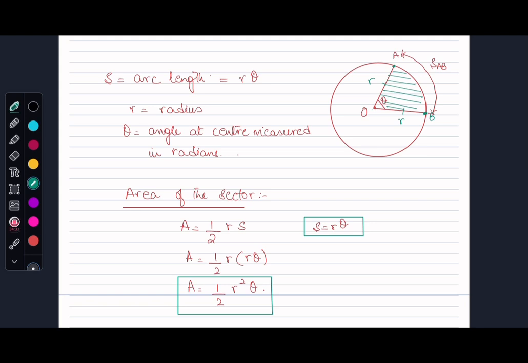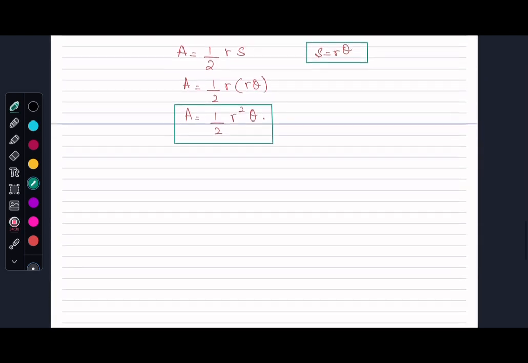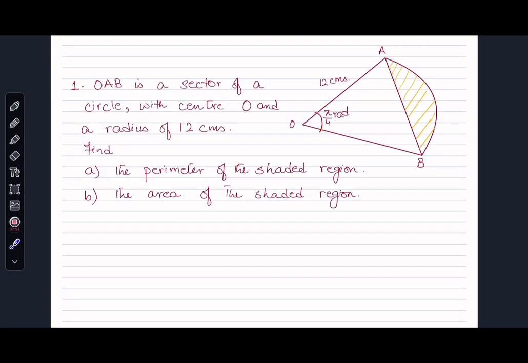So let's do a simple question to solve for circular measure. Question 1 says OAB is a sector of a circle with center O and a radius of 12 centimeters. So it's a radius of 12 centimeters, meaning OB also has to be 12 centimeters, because the radii in a circle remain the same.